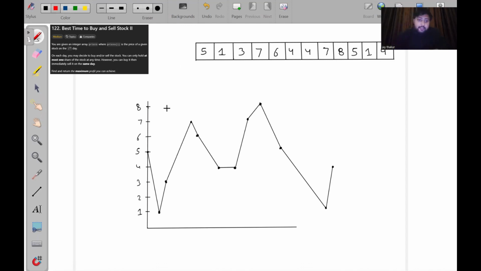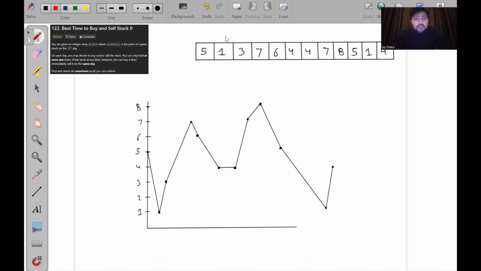So what we can see here: we are on the first day, and the price of the stock on the first day is equal to 5. Then after that, the price is declining and it drops to 1. After that, there is an incline and the price is increasing to 3, then 7. So this graph represents how the price of the stock is varying. Why have I drawn that graph? Let's try to understand this.